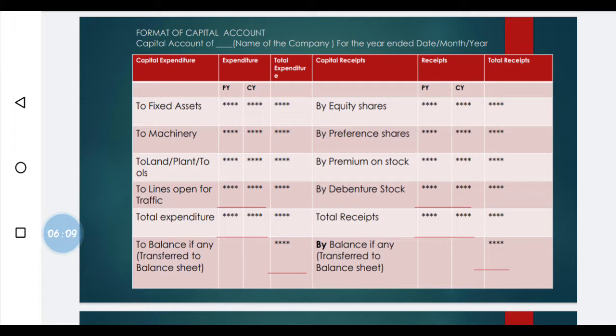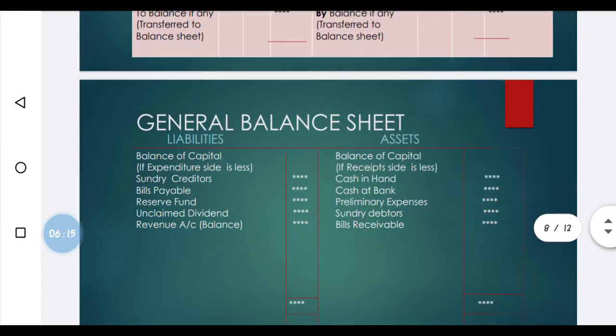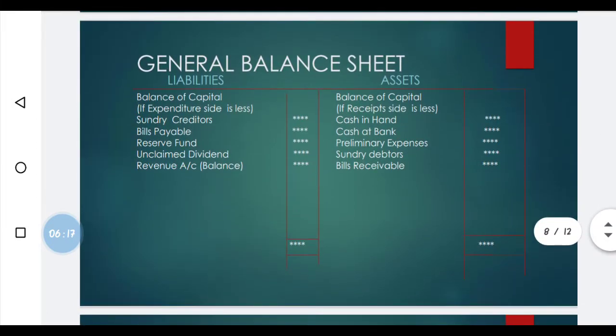In the same way, we will get either one of the sides, not both sides. Now we are going to see the format of the general balance sheet. So the general balance sheet has liabilities and assets, you know. So balance of capital, if the expenditure side is less. While explaining the sum, I'll tell you how to take the amount.